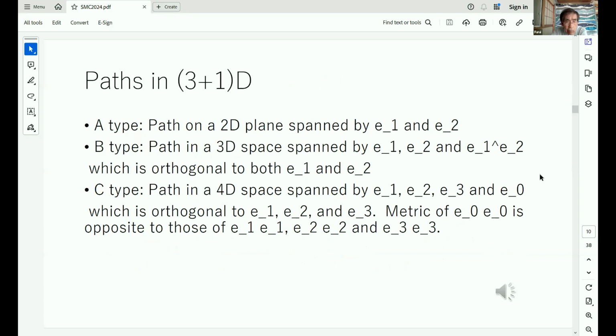And in the case of 3+1 dimensional, the A type consists of the paths on the two-dimensional plane. B type is a three-dimensional space spanned by E1, E2, and E1 wedge product E2. And C type consists of the space spanned by E1, E2, E3, and E0. And the metric of E0, E0 is opposite to those of E1, E1, E2, E2, and E3, E3.